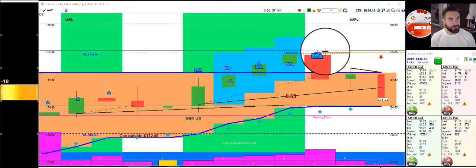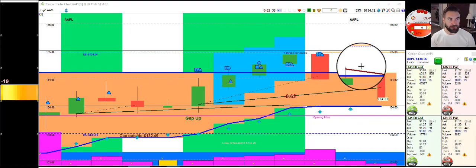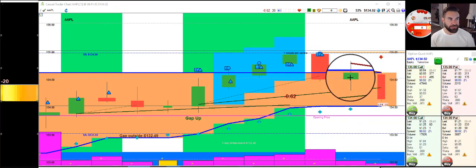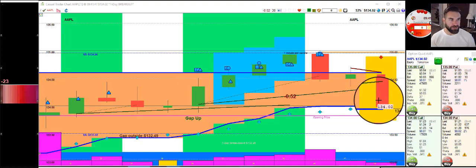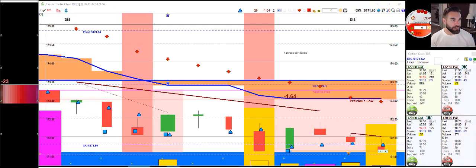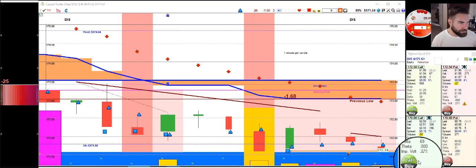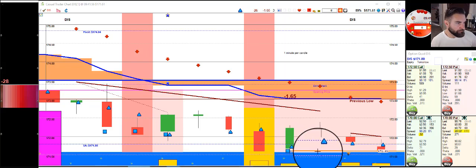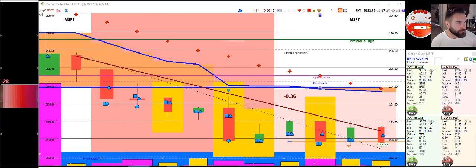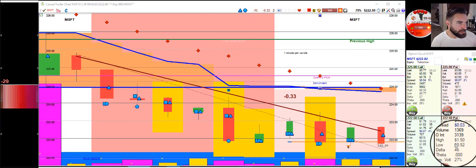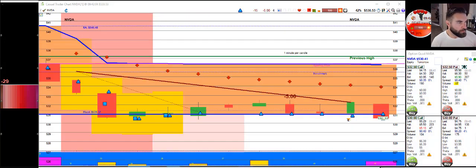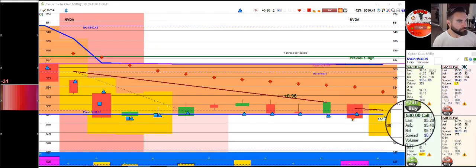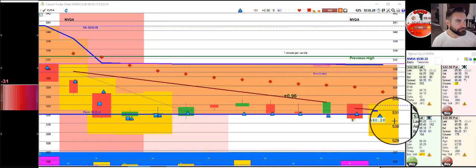Checking back on Apple, that one big red candle had a little bit of uncertainty around 134.50, and now it's charging all the way back down to 134. So there's plenty of selling going on there. Let's see what Disney does around this previous bottom right here. Finding some support. Microsoft heading down. NVDA, okay, it's starting to form a downward trend. Let's see what it does around 530.